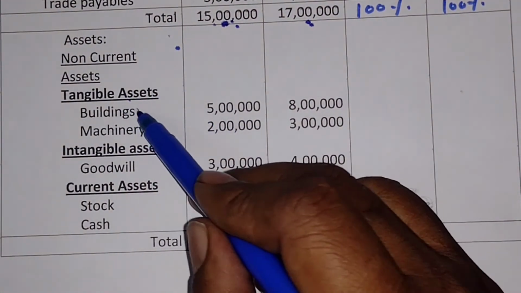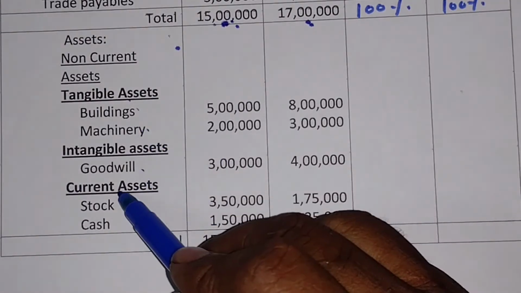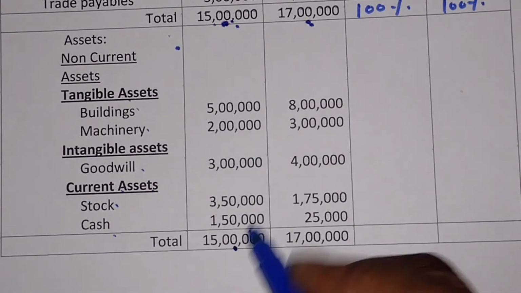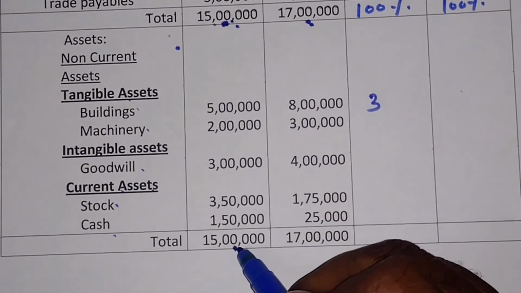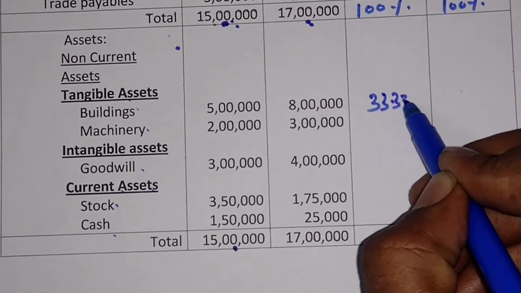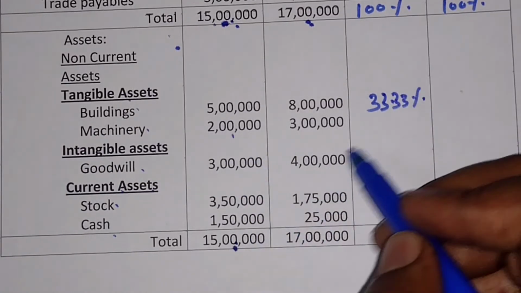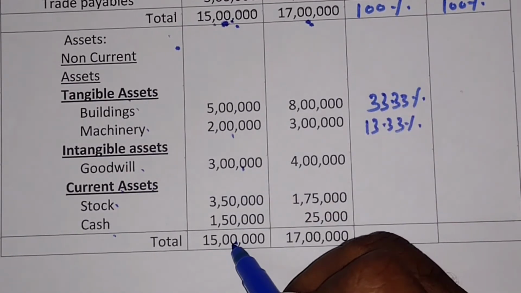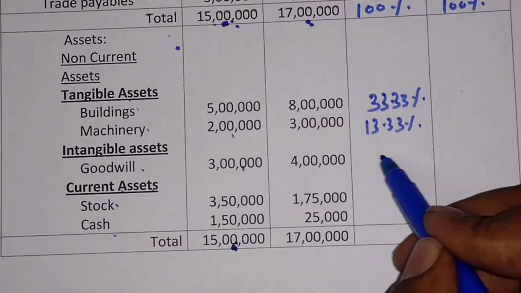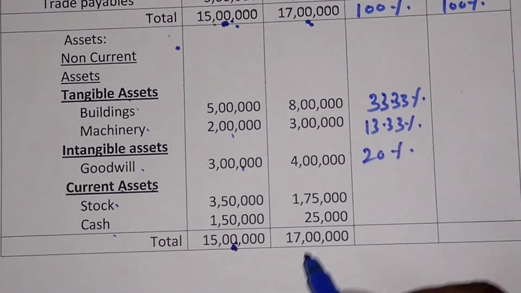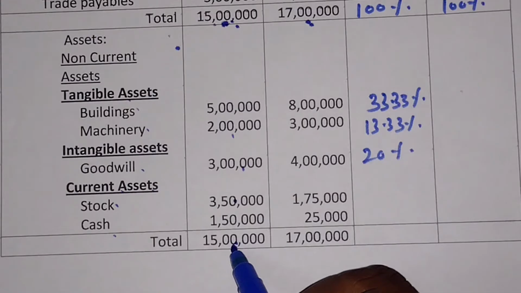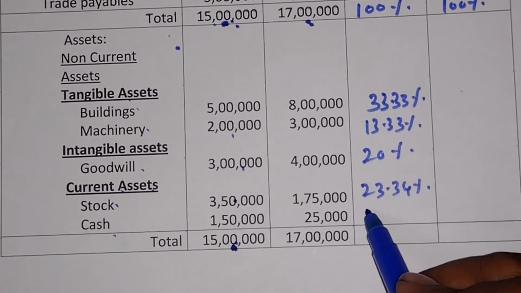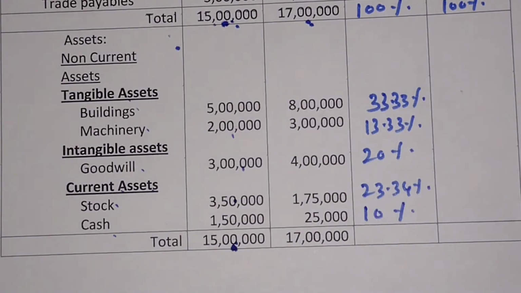See, tangible assets, building machinery, intangible assets, goodwill, current assets, stock and cash. Every individual value we should divide it by 15 lakhs. Then first one I get 5 lakh divided by 15 lakh, it is 33.33%. 2 divided by 15, it is 13.33%. 3 lakh divided by 15 lakhs, it is 20%. 3 lakh 50 divided by 15 lakhs, it is 23.34%. And at last one is the 10%.